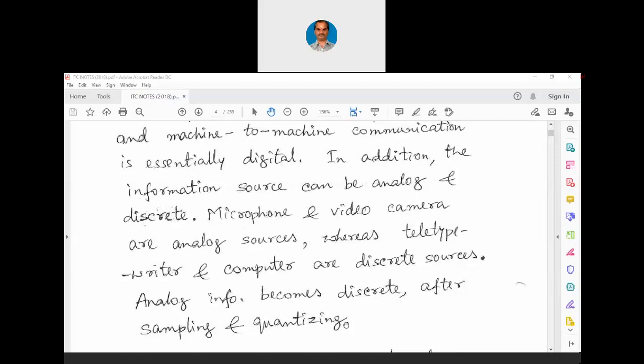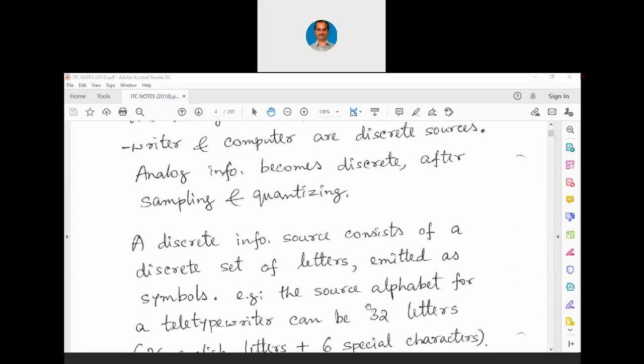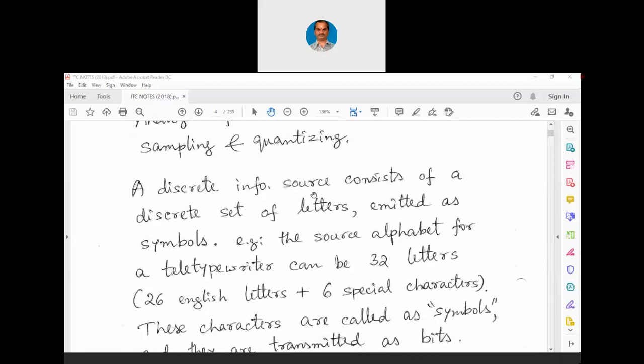After quantization, let us say for 0.2 volts, 0.4 volts, 0.6 volts, 0.8 volts, 1 volt, there can be different steps for quantization. And for each quantization level, there can be a binary stream or a binary set allocated. That is when it becomes completely digital. After encoding, it becomes digital. Otherwise, after only sampling and quantizing, it is simply discrete pulses with varying amplitudes. So, analog information becomes discrete after sampling and quantizing.